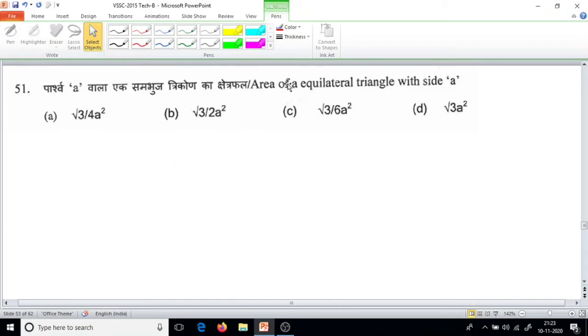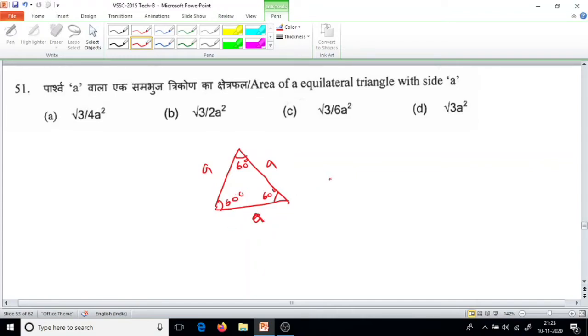Next question: area of an equilateral triangle with side A. See, what is an equilateral triangle? An equilateral triangle means all sides are equal and all angles are also equal. It will be 60 degree, 60 degree, 60 degree, and this side is A, this side is A, this side is also A.